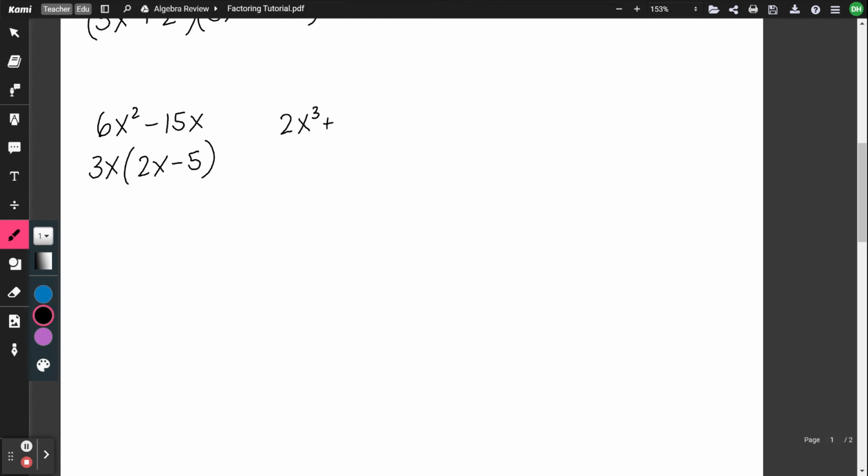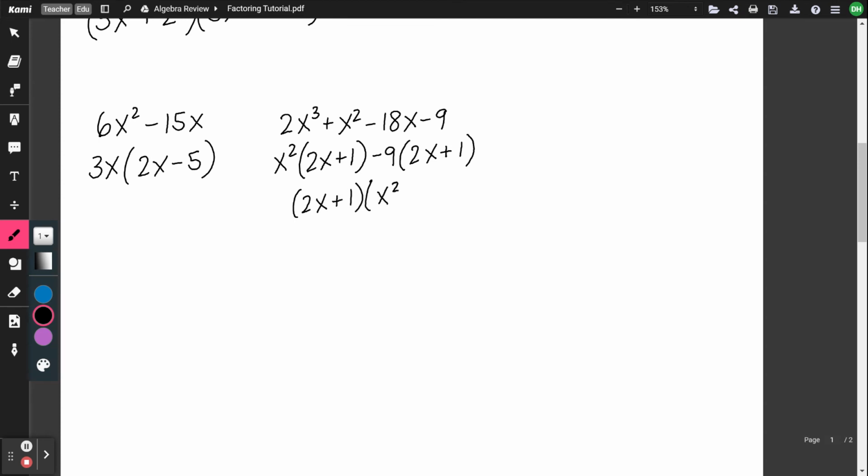Okay, here's another example. 2x cubed plus x squared minus 18x minus 9. This already has 4 terms, so it lends itself really well to the grouping method. So I take the GCF of the first group, and then I take the GCF of the second group. Again, notice that what I'm writing is equivalent to what's above. If I was to distribute, it would match exactly the first step. And then they both have that factor 2x plus 1 in common. And then what's left over is x squared minus 9.